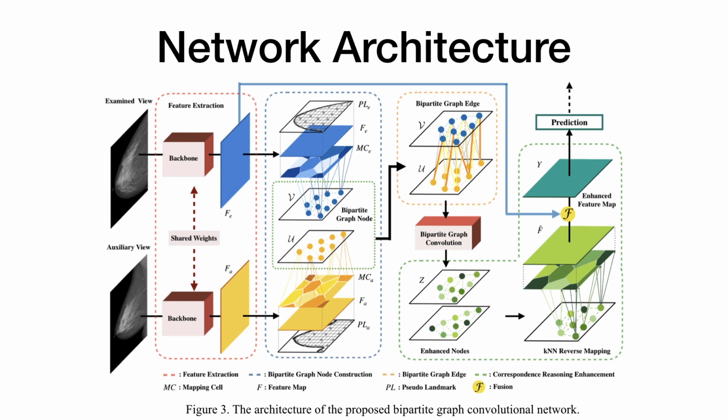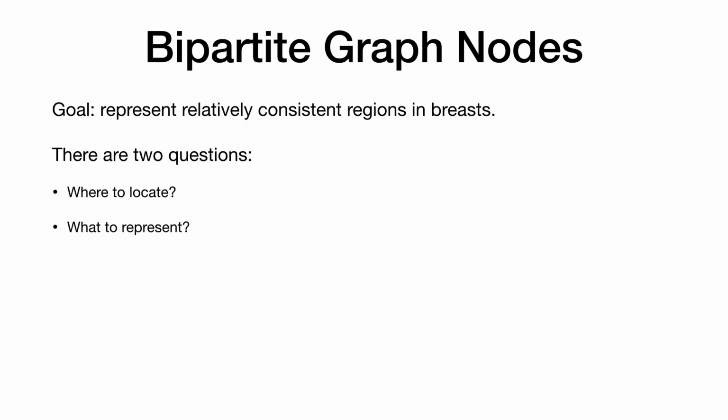Figure 3 illustrates the architecture of the proposed BGN. There are three major steps. First, build bipartite graph nodes, then build graph edges, last, reason across correspondences. The goal of the nodes is to represent relatively consistent regions in breadth. It's intuitive to ask two questions: where to locate, what to represent.